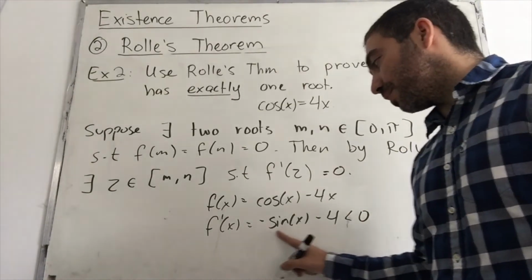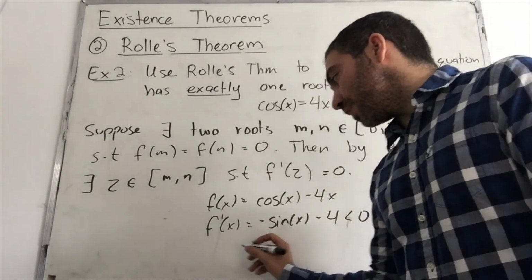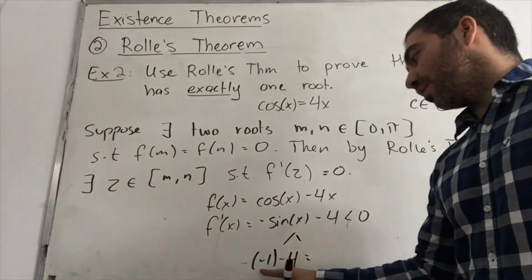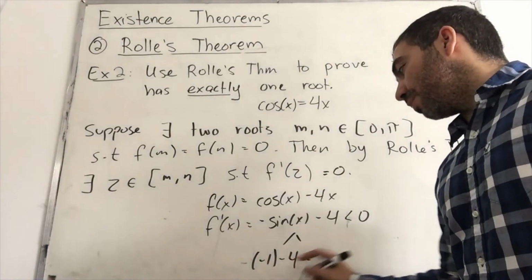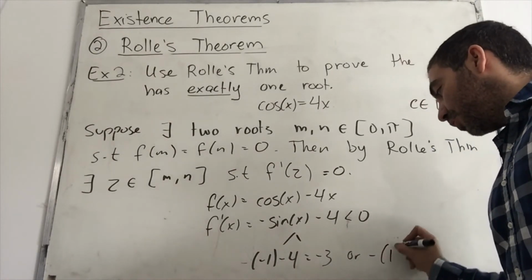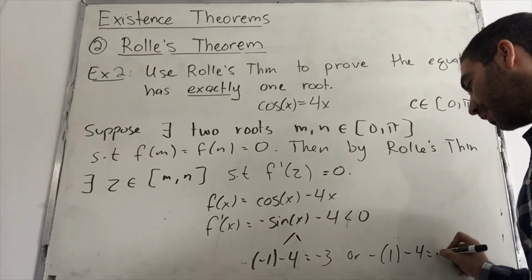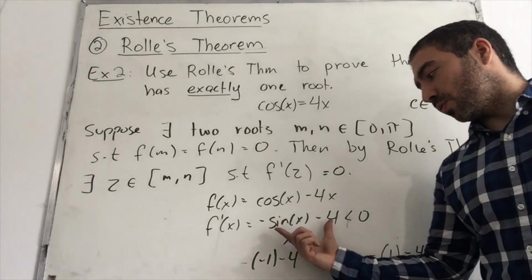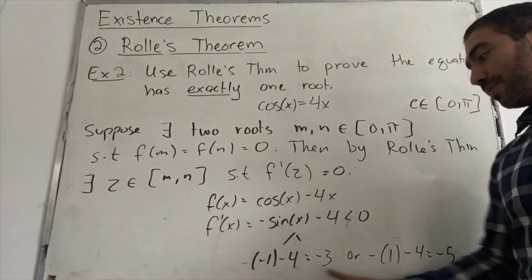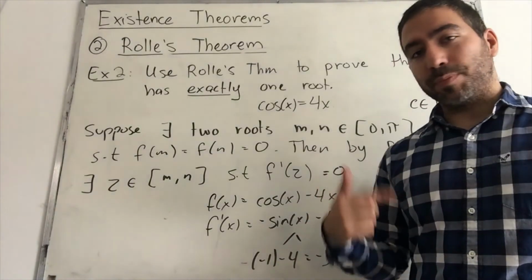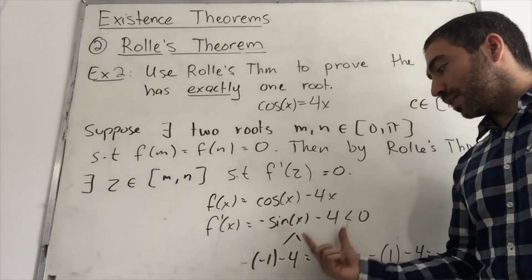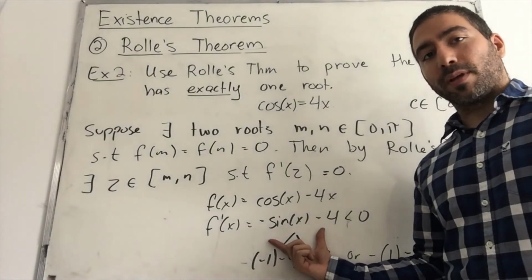So sine of x is stuck between negative 1 and 1. So the worst case, you get negative of negative 1 minus 4, which is 1 minus 4, which is negative 3. Or you have the best case, which is just positive 1 minus 4, which is equal to negative 5. So this thing here is always going to be stuck between negative 3 and negative 5, no matter what x value you put here. It's always going to be negative. So if it's always negative, it cannot be equal to 0. There's never going to be a z value, some point where it's actually equal to 0, because this thing is always negative. Okay, so that's the argument that we're making.